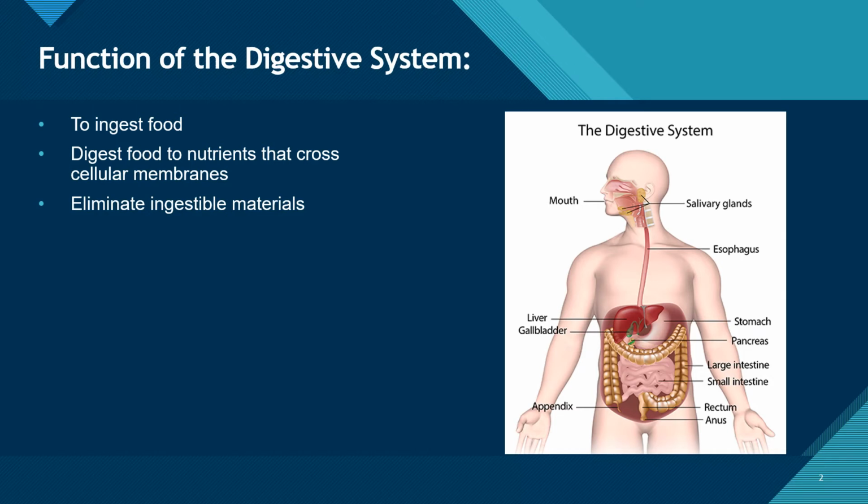So, the function of the digestive system. Essentially, it is to ingest food. It digests food and takes in the nutrients from those foods so that they can cross cellular membranes. It's also responsible for eliminating the indigestible materials that we do take in. So it has all these different types of parts, and essentially the path goes from the mouth all the way down to the anus.